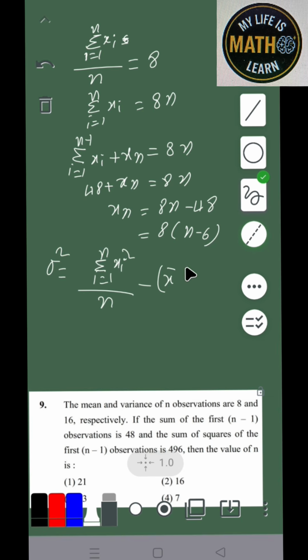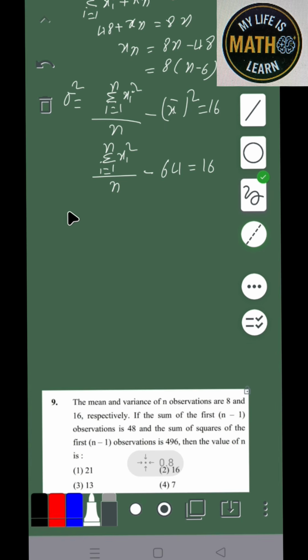Second, the variance is already given as 16. So the square of the mean, 8 squared, is 64. So sigma of i equals 1 to n of xi squared, whole divided by n, minus 8 squared, 64, is equal to 16. Now sigma of i equals 1 to n of xi squared is equal to 80n.